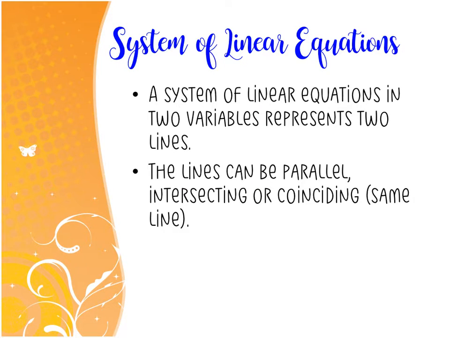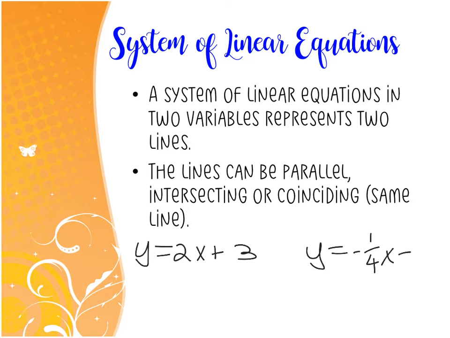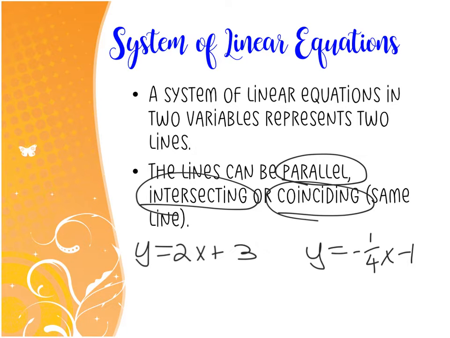Okay, last part of the section and the last part of the material that's on your test is systems of linear equations. So we talked about a system of linear equations. This is two equations with two variables, okay? In this case, we're talking about two lines. So a system of linear equations in two variables represents two lines. If I had y equals 2x plus 3 and y equals negative 1/4 x minus 1, these are each individual lines. And there are three different kinds of relationships these lines can have. They can either be parallel, intersecting, or coinciding, which means the same line.